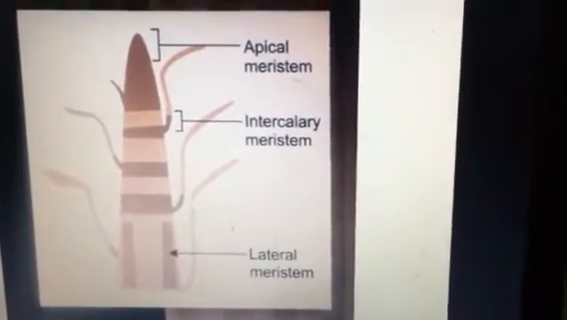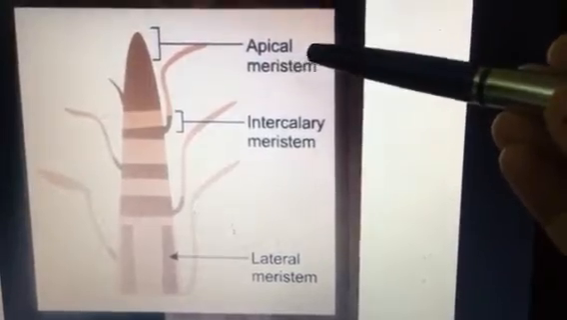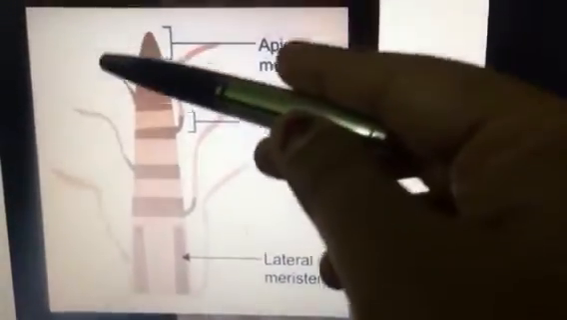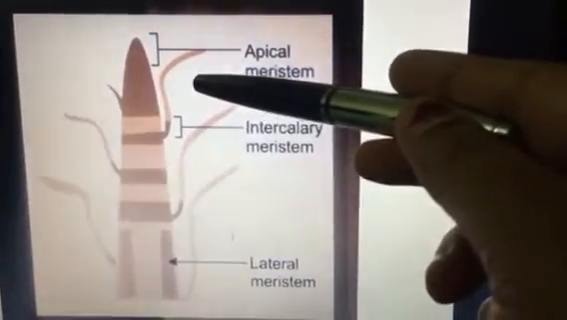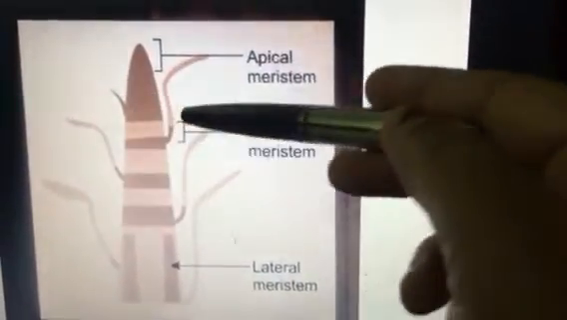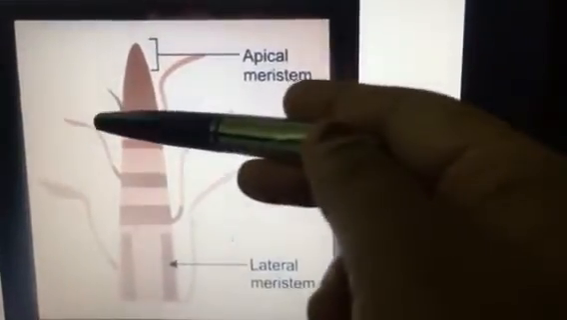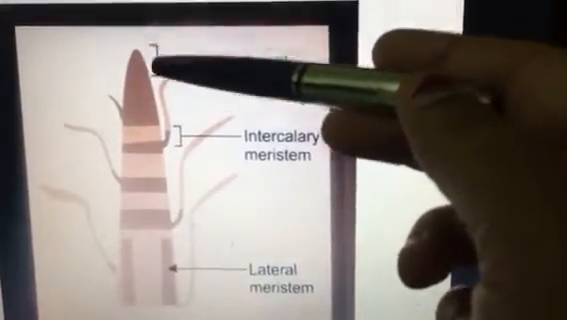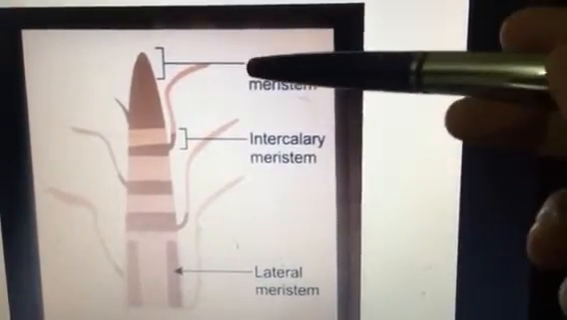Now we were talking about the meristems. There is apical meristem which is present at the top, at the tip of the plant, where you see the plant actually growing. You always see a narrower part, a tip, an iceberg kind of shape which is always actively dividing. This is known as the apical meristem.